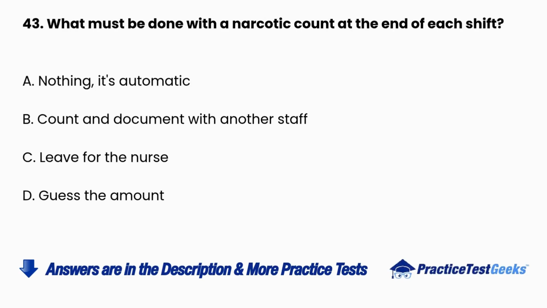43. What must be done with a narcotic count at the end of each shift? A. Nothing, it's automatic. B. Count and document with another staff. C. Leave for the nurse. D. Guess the amount.